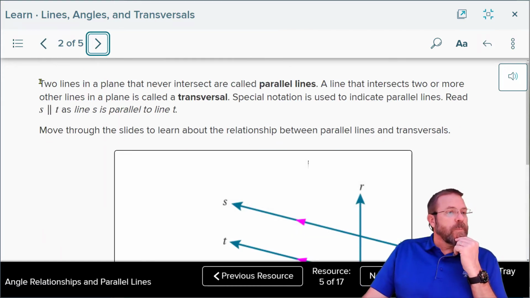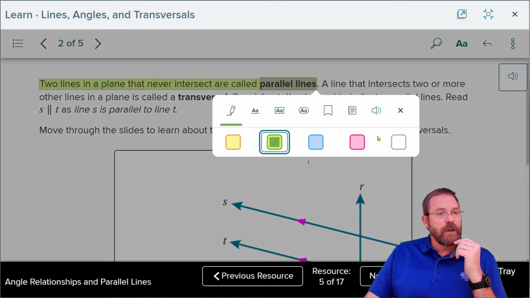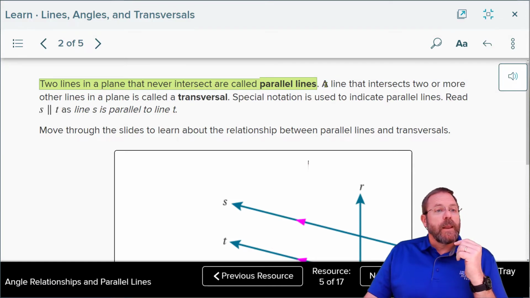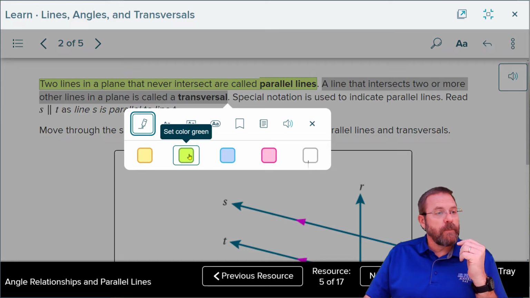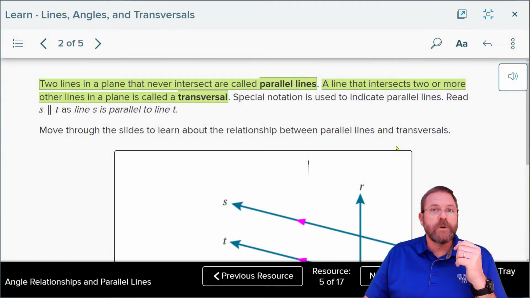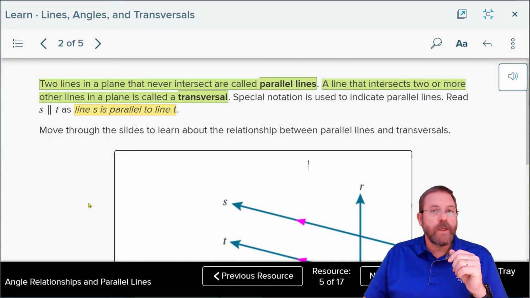Two lines in a plane that never intersect are going to be called parallel lines. That should not be a huge revelation either. A line that intersects two or more parallel lines is going to be a transversal, and I mentioned that to you earlier when we first looked at that. Special notation is used to indicate parallel lines, read as line S is parallel to line T, and you can see right here that's exactly what they did. Line S is going to be parallel to line T.